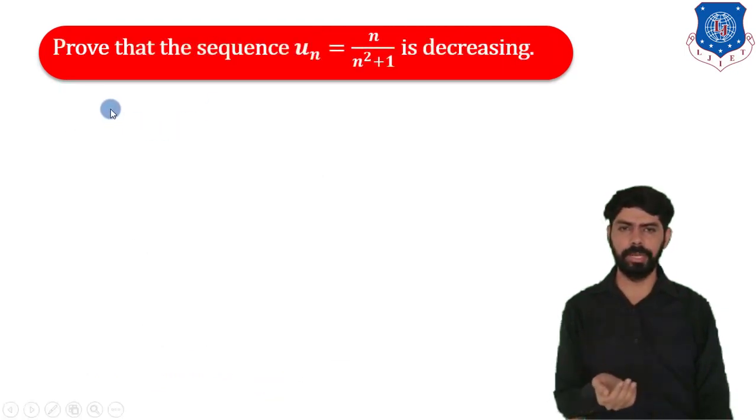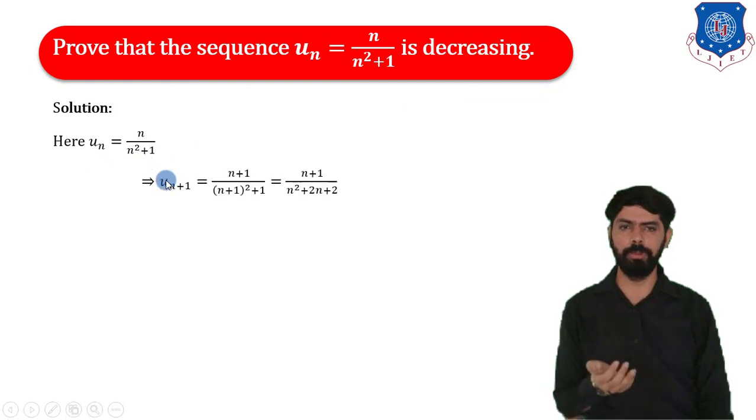Now we will discuss the second example, that is, prove that the sequence un is equal to n divided by n square plus 1 is decreasing. So here un is equal to n divided by n square plus 1. Now we will find out un plus 1. For that we will replace n by n plus 1 in un. So here it will be n plus 1 divided by n plus 1 whole square plus 1.